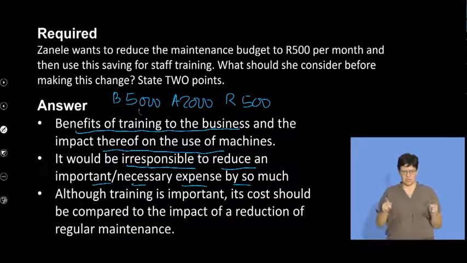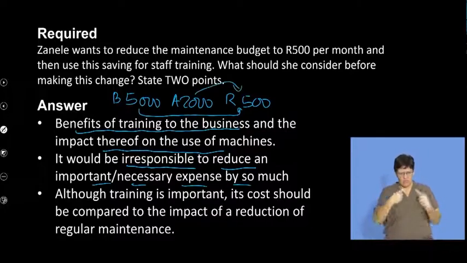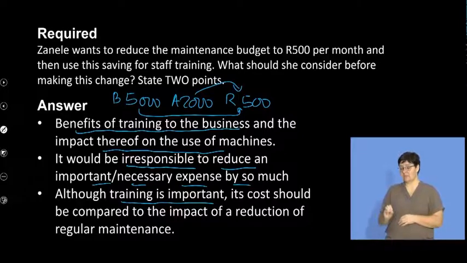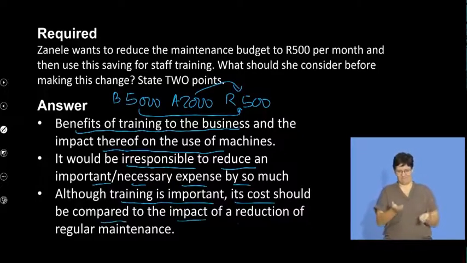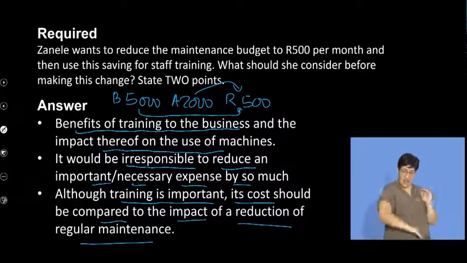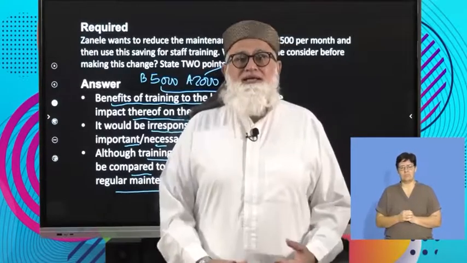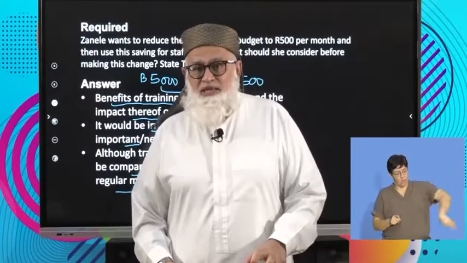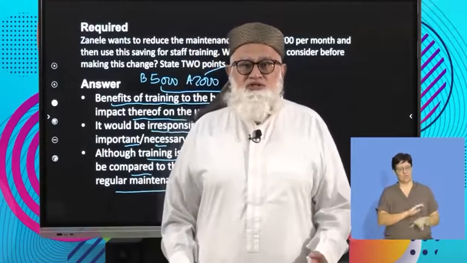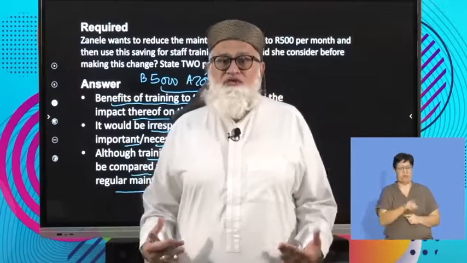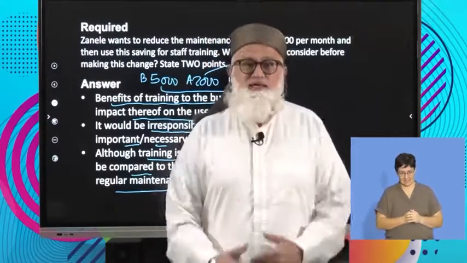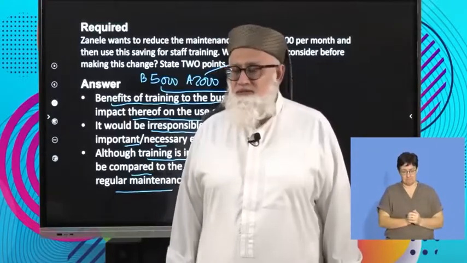You can look at the difference between the budget and what she wants to reduce it to, and the difference between the actual and what she wants to reduce it to. So clearly you can see that although training is very important, its cost should be compared to the impact of a reduction of regular maintenance. Yes, by all means, put staff training into operation. It's very important, but not at the expense of cutting down your maintenance budget to such a level where you obviously are not going to be doing justice to the maintenance of your equipment.